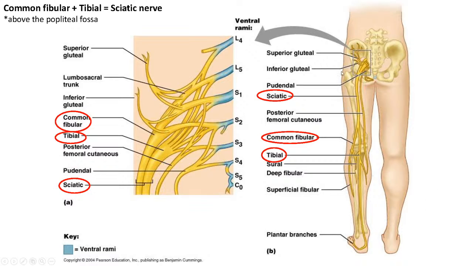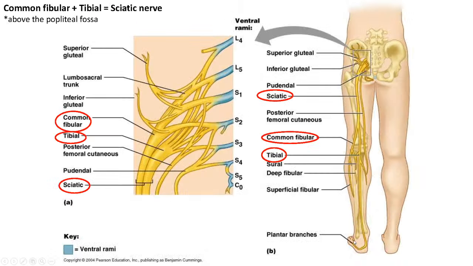So here you can see the sciatic nerve, which is traveling through the greater sciatic notch, out and down, travels down the back of the femoral region. And then in the popliteal region, which is the region behind the knee, it diverges into the common fibular nerve on the fibular side. And on the tibia side, it becomes the tibial nerve that travels down and into the foot.